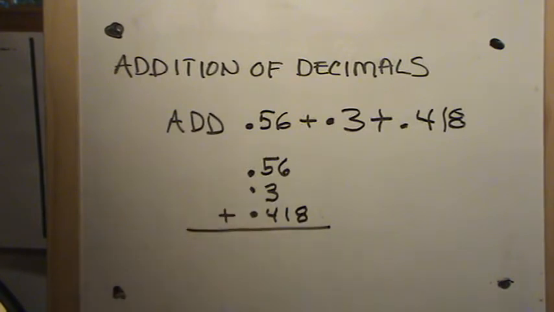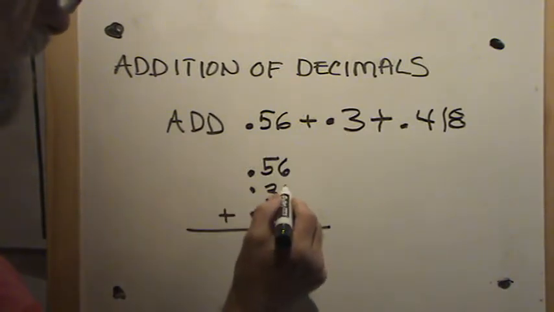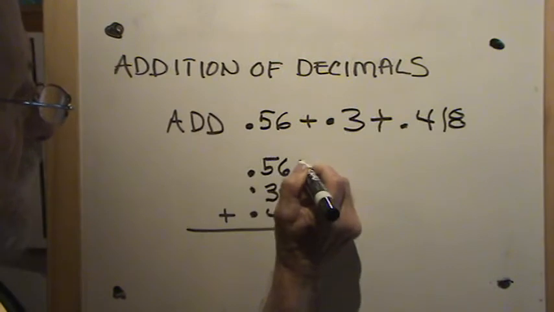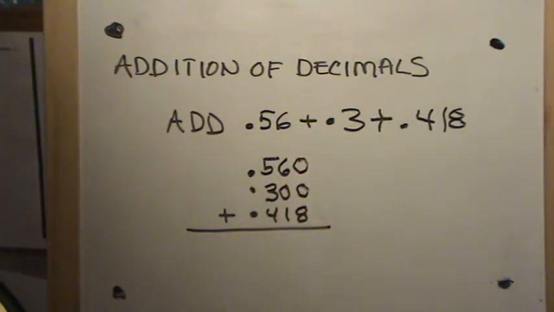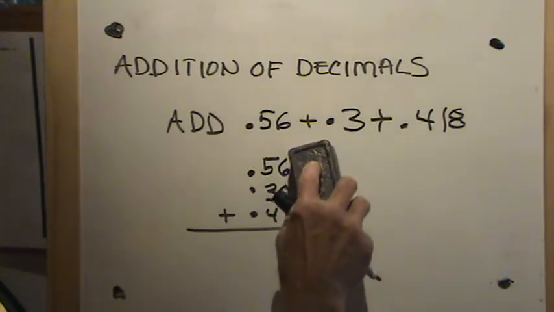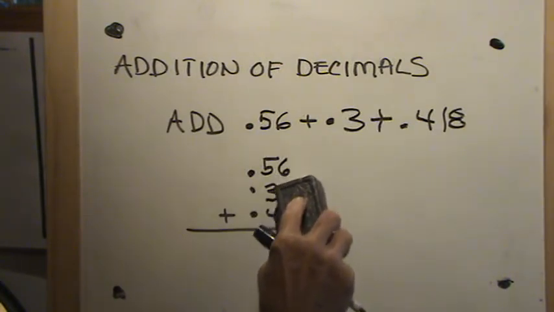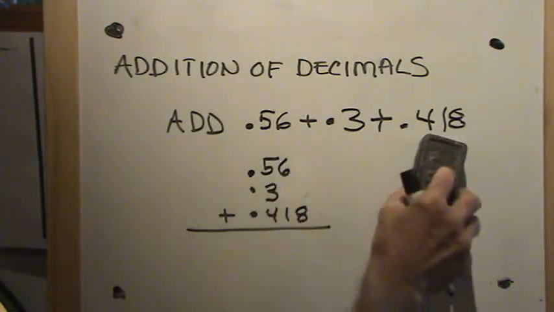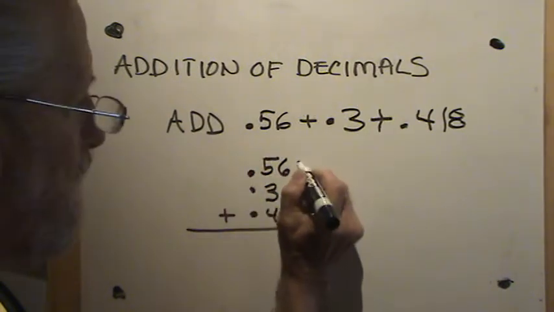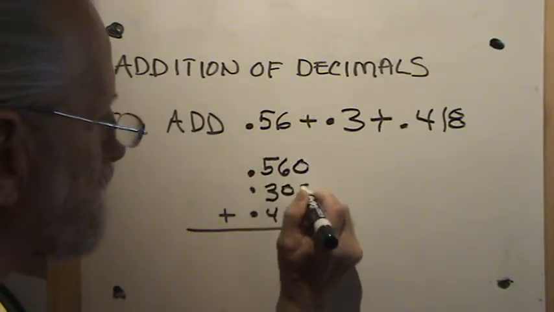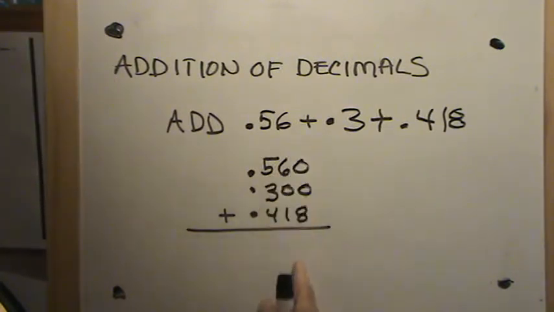And we add. Now, we can put zeros in here as placeholders so that we don't get too confused, because the zero means zero, so it doesn't affect it. So let's just quickly take a look at that. All I did is I rewrote the problem, lining up the decimal places, and then I'm going to put some zeros in there just so I can keep things even. And then I just add.